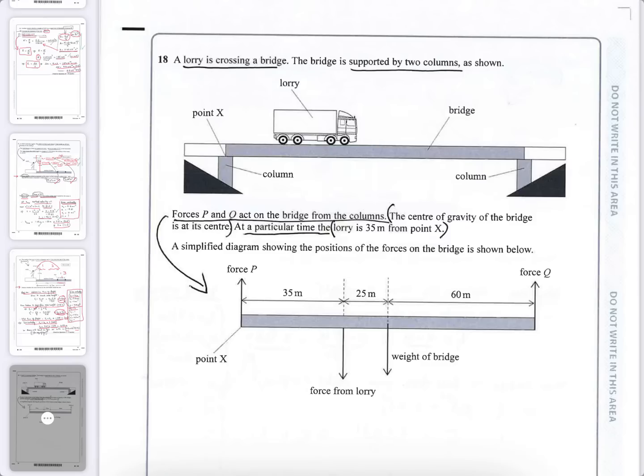That means we use the principle of moments for equilibrium, where the sum of the clockwise moments about any point must be equal to the sum of the anti-clockwise moments about any point. Now, we choose where to take moments about depending on what the question is asking.